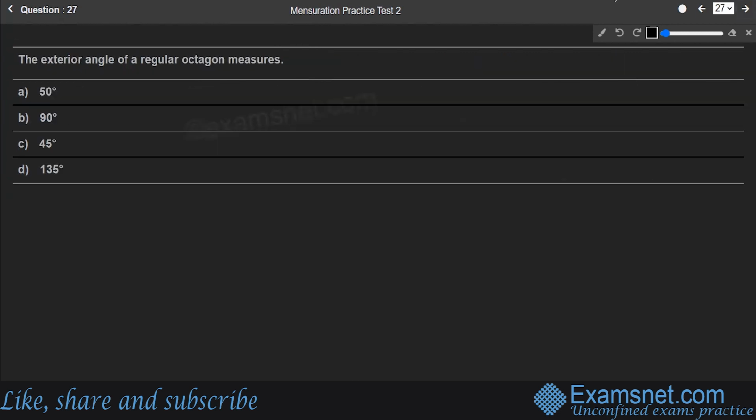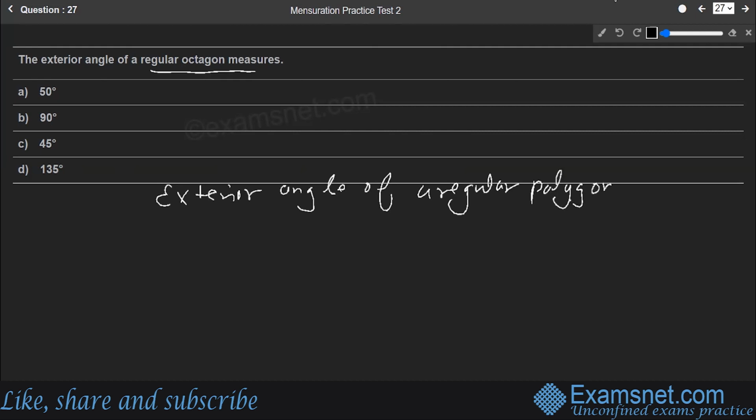Now, the exterior angle of a regular octagon measures. So we need to know the formula for the exterior angle of any polygon first. Exterior angle of a regular polygon. Regular polygon is a polygon where all the sides are equal. The exterior angle formula for the regular polygon is nothing but 360 divided by n, where n is the number of sides of the polygon.